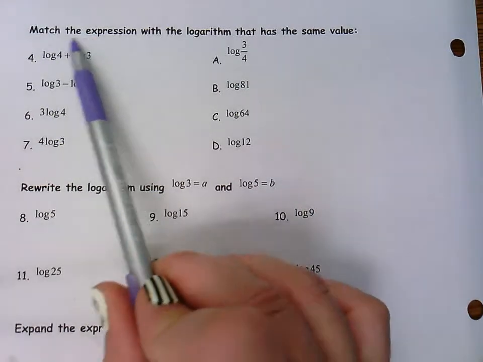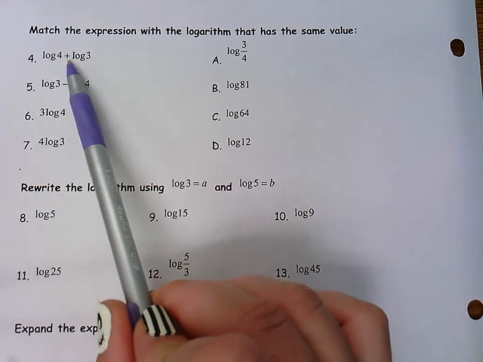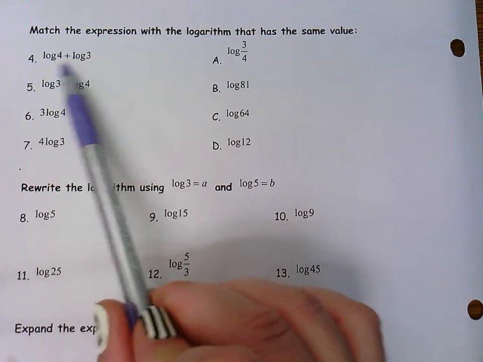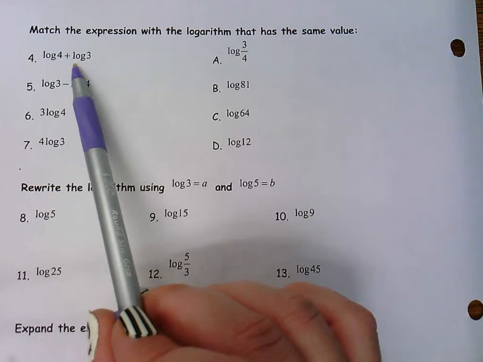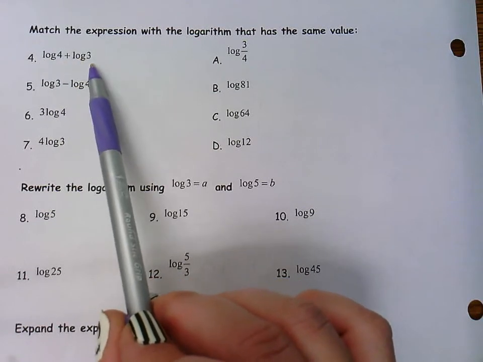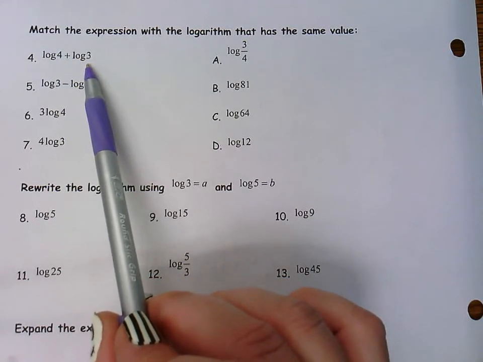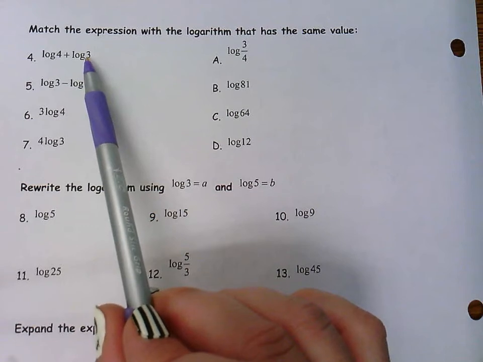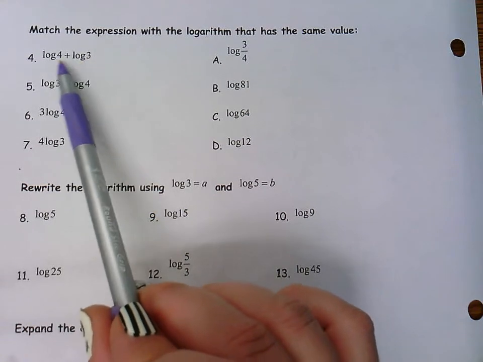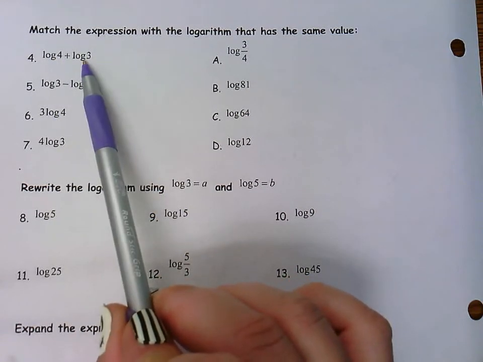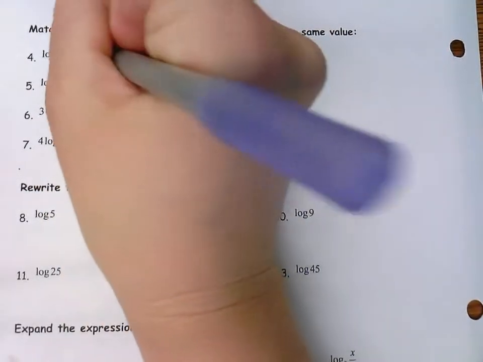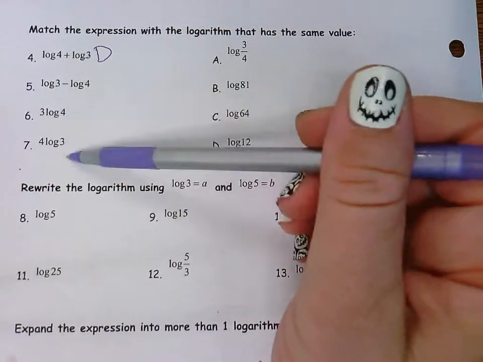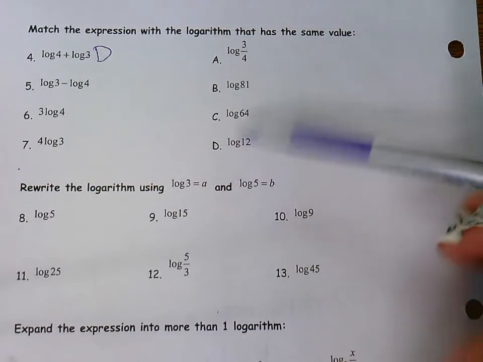What property are you going to use on number 4? What am I going to do to simplify this into 1 log? What would I actually do? I'm taking a log and adding another log. So what can I do to the stuff inside, Eve? Multiply 4 times 3, so that must be the log of 12d. Does that make sense? On 5, 6, and 7, they each match up to one of these over here.